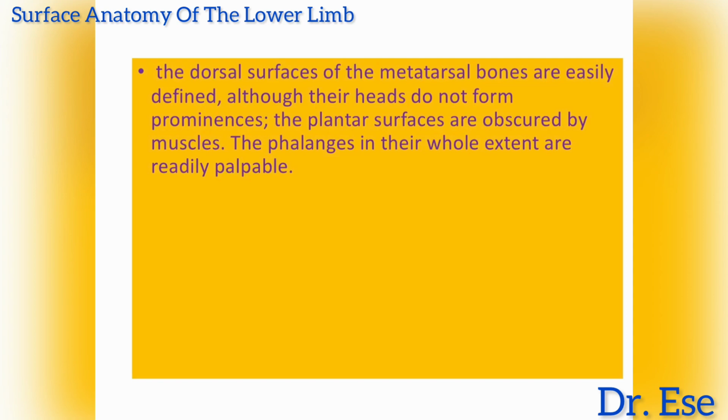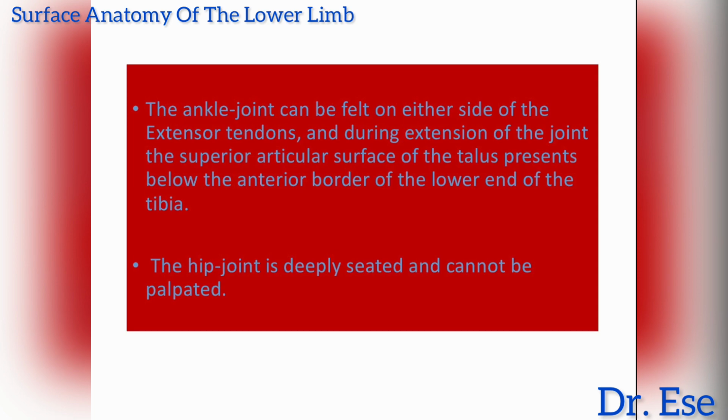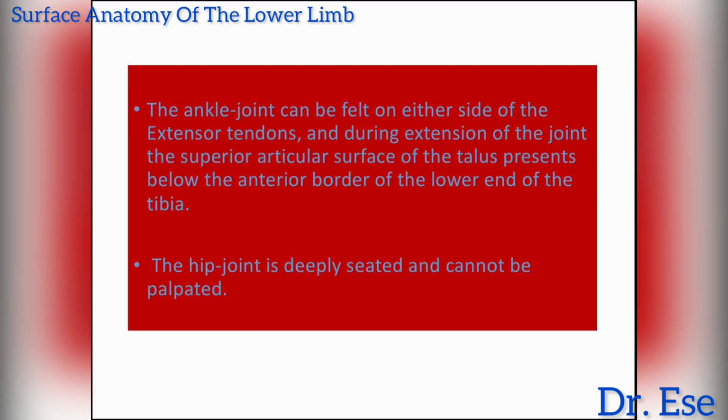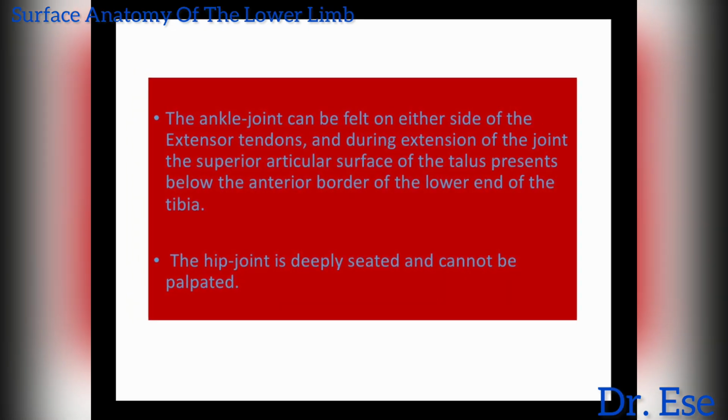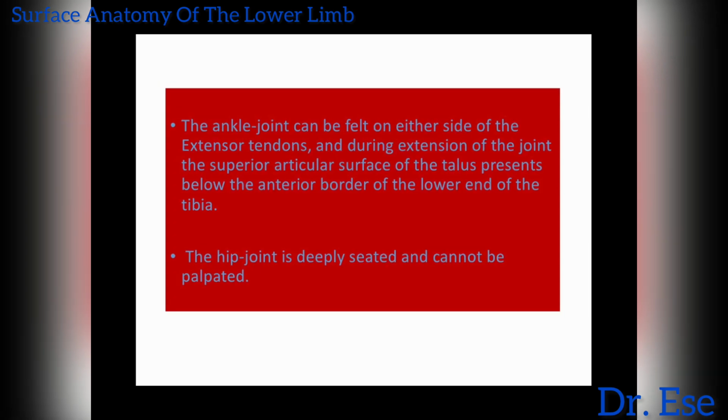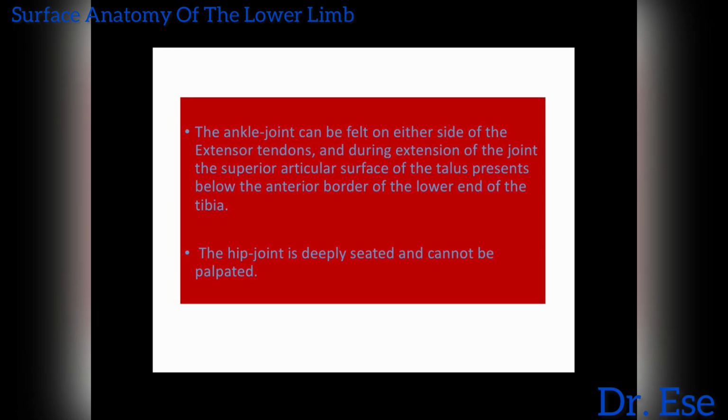The dorsal surface of the metatarsal bones is easily defined, although their heads do not form prominences, and the plantar surfaces are obscured by muscles. The phalanges in their whole extent are readily palpable. The ankle joints can be felt on either side of the extensor tendons, and during extension of the joint, the superior articular surface of the talus presents below the anterior border of the lower end of the tibia. The hip joint is deeply seated and cannot be palpated.